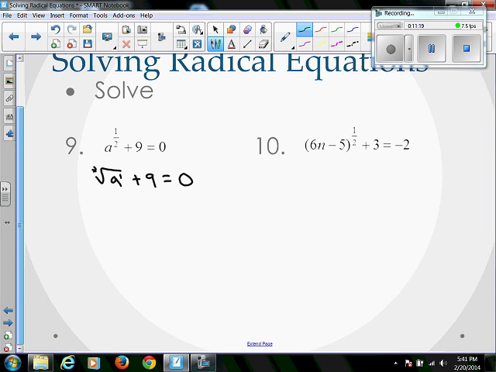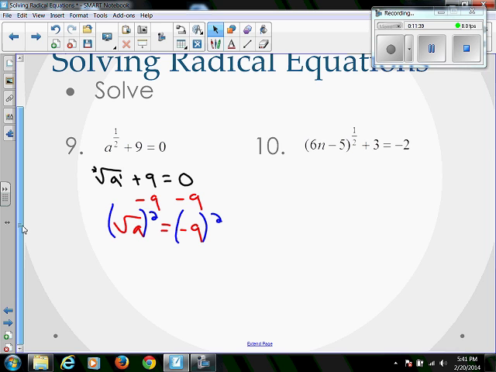We do not have the radical isolated, so we're going to isolate it. Square root of a equals negative 9. We have it isolated now, so we're going to square both sides. Remember, when we're squaring here, we need to put that negative 9 in parentheses. And we have a equals 81.